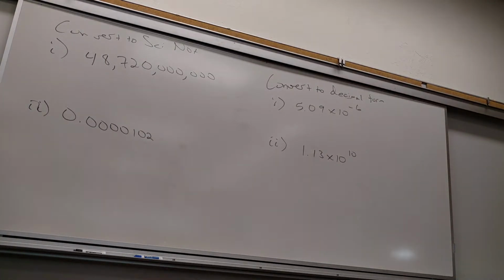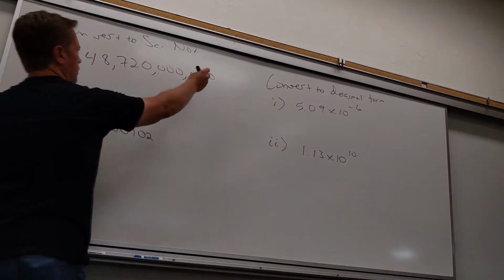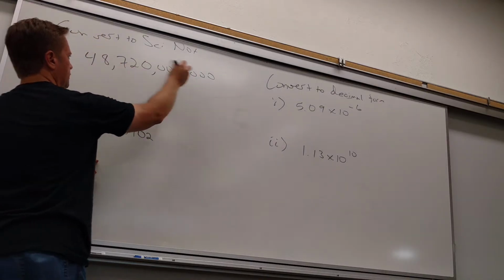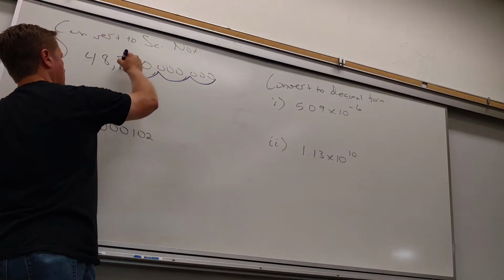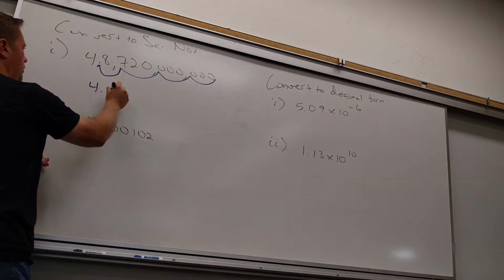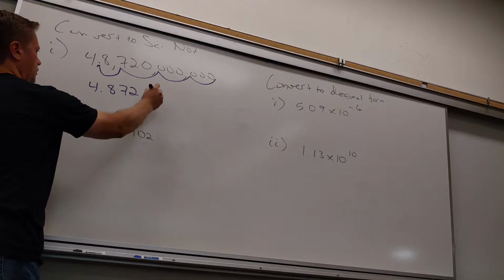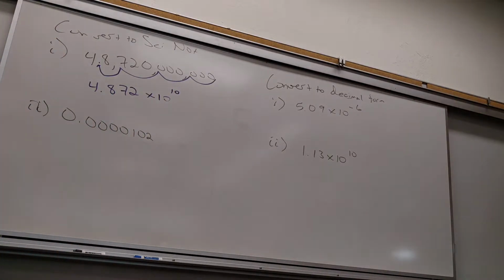All right, let me try catching up with you guys. This first one, positive or negative exponent? Positive. Positive is big. And then the nice thing with the way we do these is it's little groups of three, right? 3, 6, 9, 10. All right, so 4.872 times 10 to the 10. Take a guess.